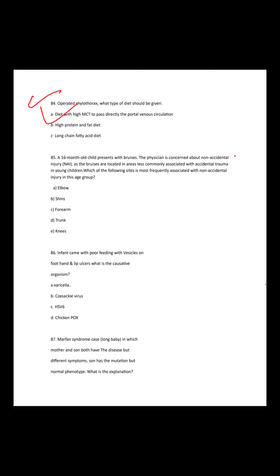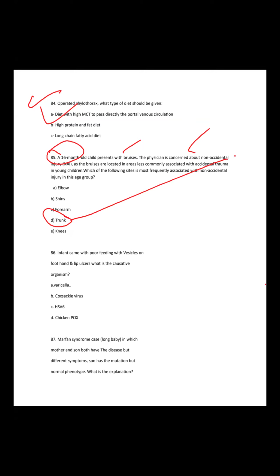Now, a 16-month-old presents with bruises. The physician is concerned about NAI. Bruises are located in areas less commonly associated with accidental injury. Which of the following sites is most frequently associated with non-accidental injury in this age group? So they are asking about the 16-month-old. The trunk is the site which is associated less in case of non-accidental injury.